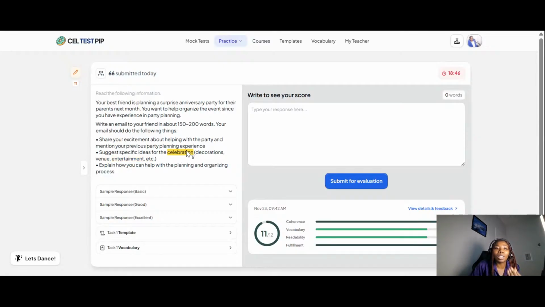So you just have to ask yourself, identify the keyword, the main idea of each task, each bullet point. Here, the main idea is this celebration. If this was not given to you, you would just talk about which venue, decoration, entertainment, who will cook, who will host the event, maybe the kind of music.